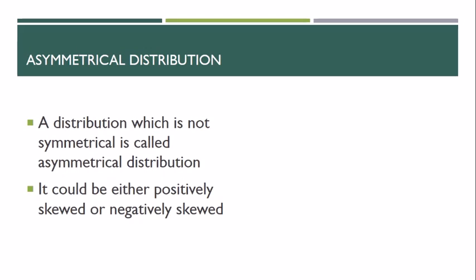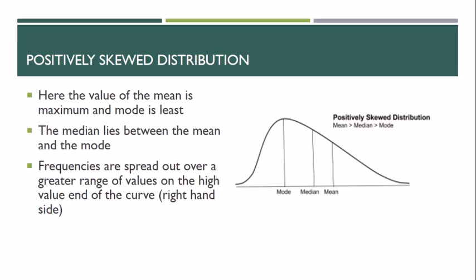Okay, now asymmetrical distribution. What is an asymmetrical distribution? Just the opposite of what we learned right now. A distribution which is not symmetrical is called an asymmetrical distribution. It can be either positively skewed or negatively skewed. So let's have a look at the positively skewed distribution.